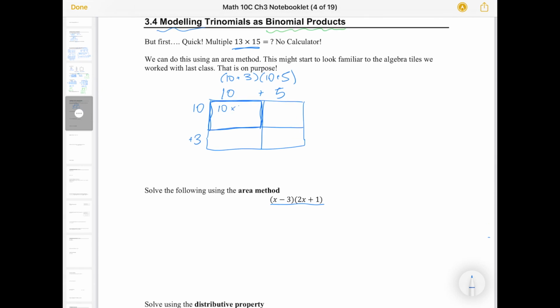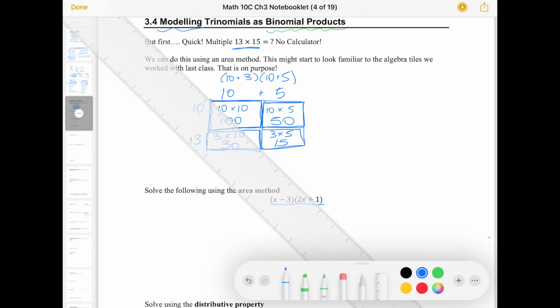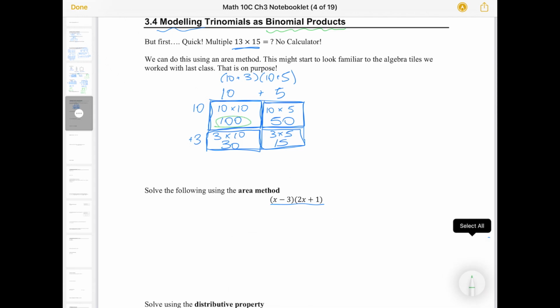So this is 10 times 10, which is 100. And then this box right beside it, that would be 10 times 5, which is 50. Same thing for these bottom boxes. I have 3 times 10, so that is 30. And this one here, 3 times 5, so it's 15. So this might even be reminiscent of a Punnett square as well. All right, and finding the areas here.